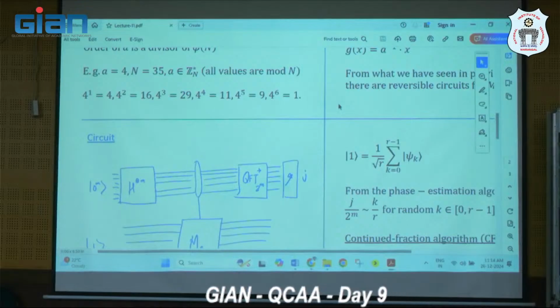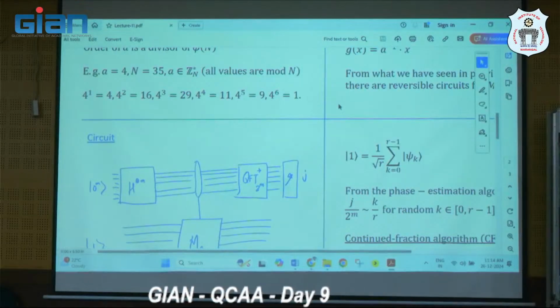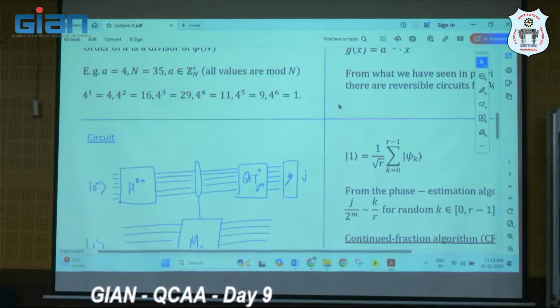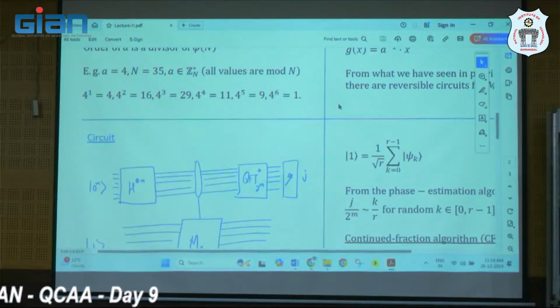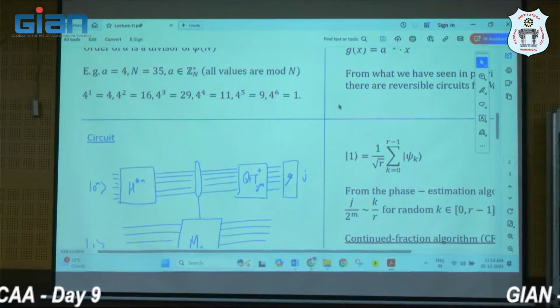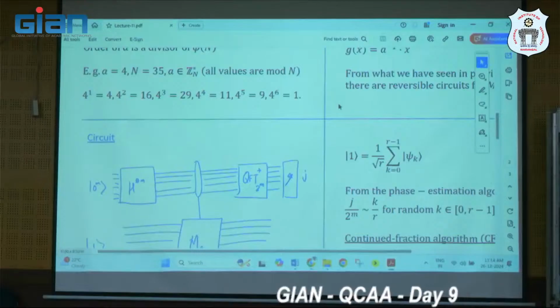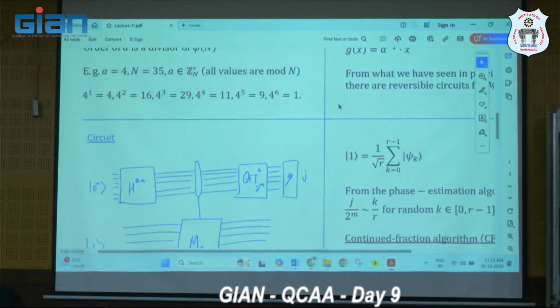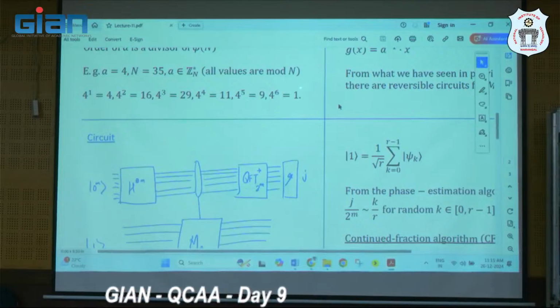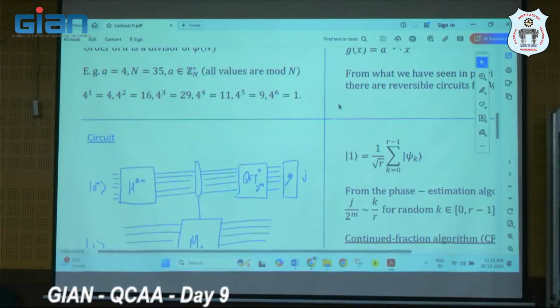Four to the power 5 mod 35 is 9. 9 is correct. Then 4 to the power 6 mod 35. Now you can do 9 times 4, same thing, right? Because you already got this 9. Now multiply by 4. 9 times 4 is 36. Mod 35 is?